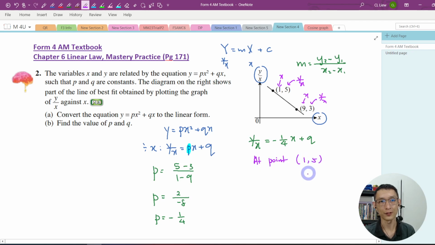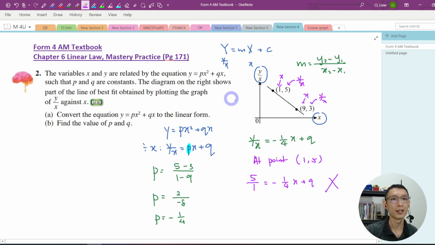1, 5. Now, some students might do it this way, which is not correct, because normally we assume that this is x and this is y, right? So when we see y over x, they will do it this way: y over x, y over x, equal to negative 1 over 4 x plus q. If you do it this way, it's actually not correct. In this situation, if you use this point, you still get the correct answer, but it's the wrong concept.